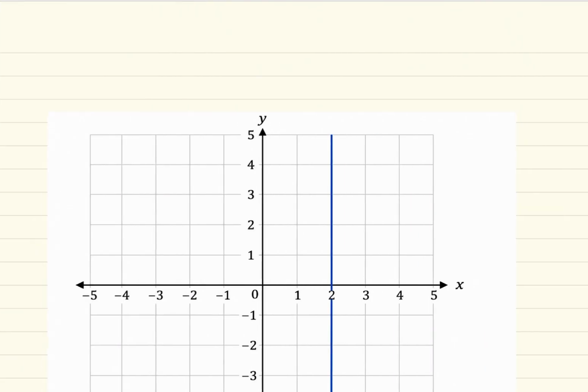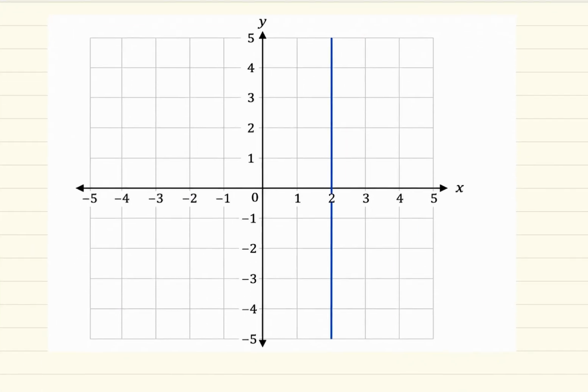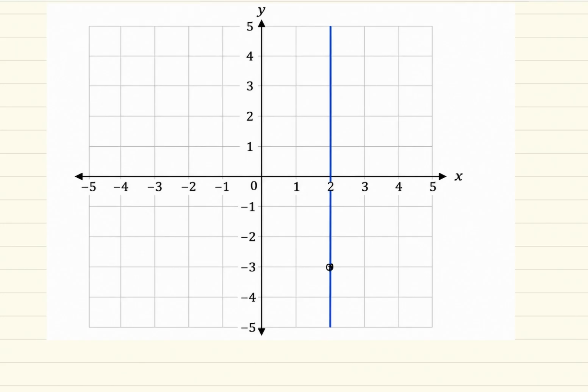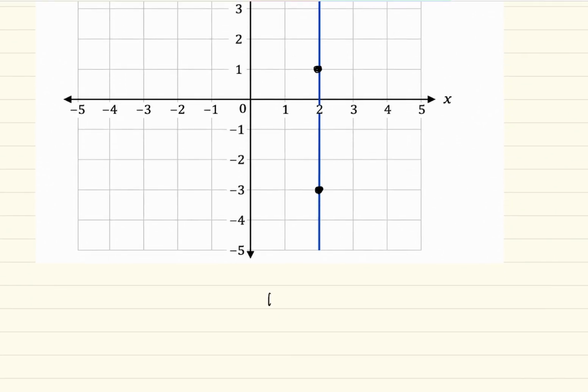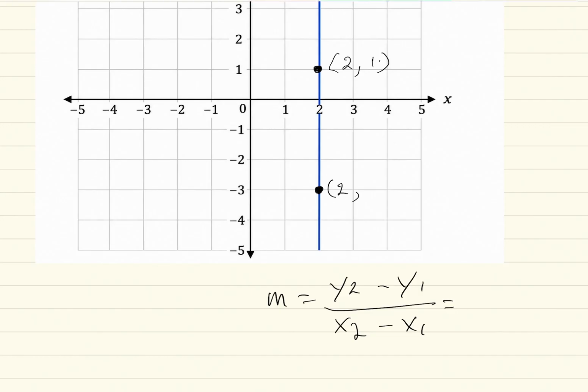Okay, so let's do the third common one. This is the vertical line. Again, pick points, any points. Let's say we pick this point and this point. And then we have our formula, m is equal to y2 minus y1 over x2 minus x1. So this coordinate would be, x value would be 2, y value is 1. This one is, x coordinate is 2, not -2, 2, and the y value is -3.